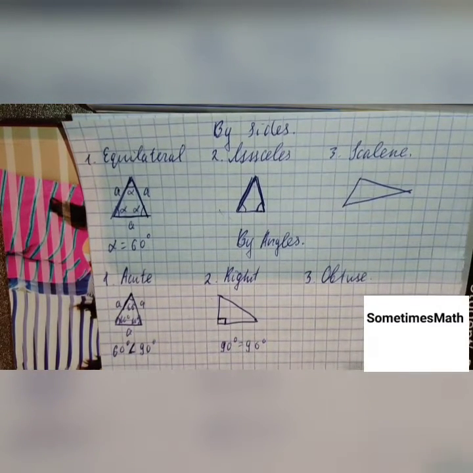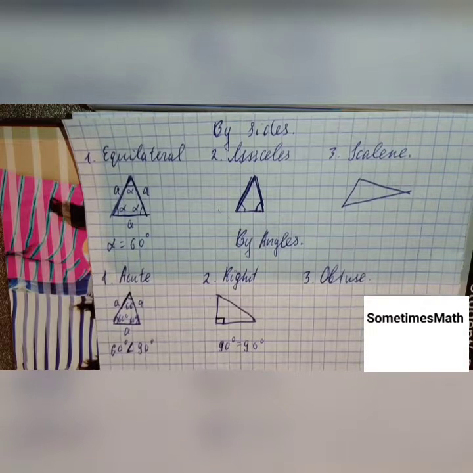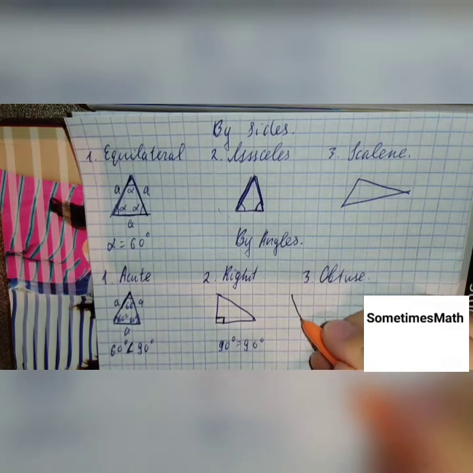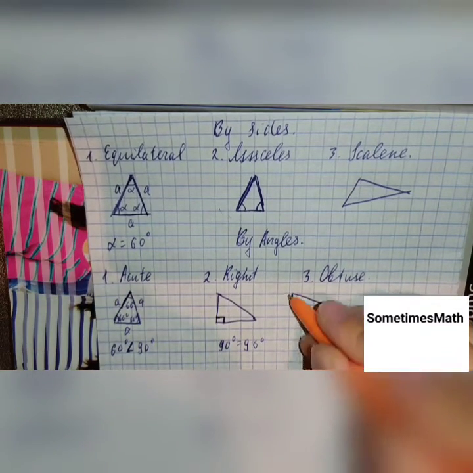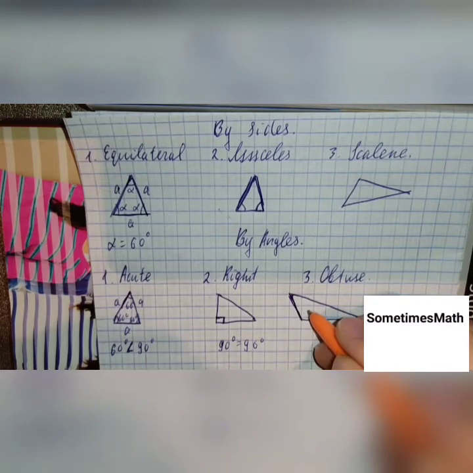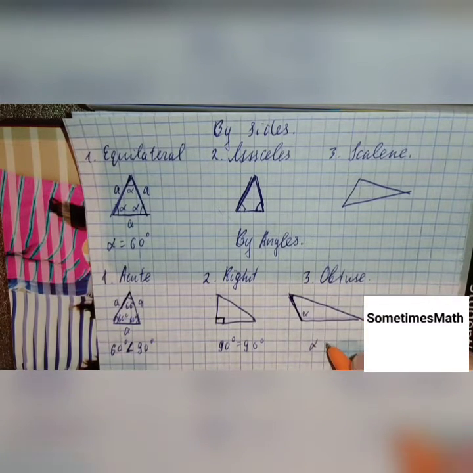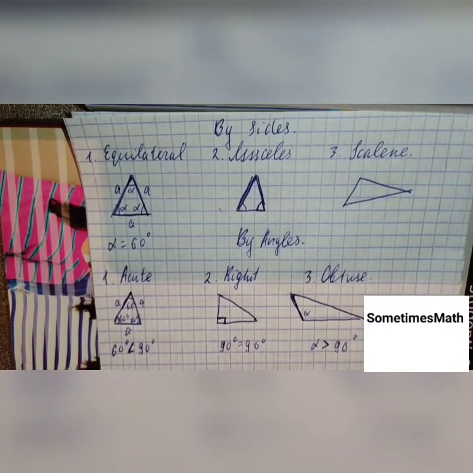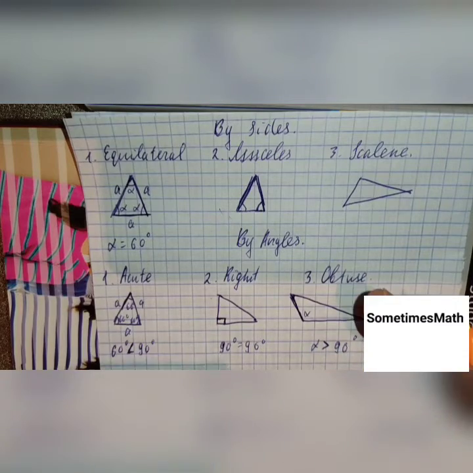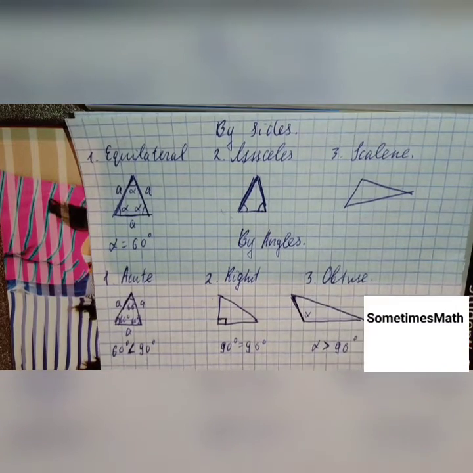Obtuse triangle. The obtuse triangle has one angle more than 90. For example, this is my obtuse triangle, and here alpha is greater than 90 degrees. Let's look at the other part of triangle.